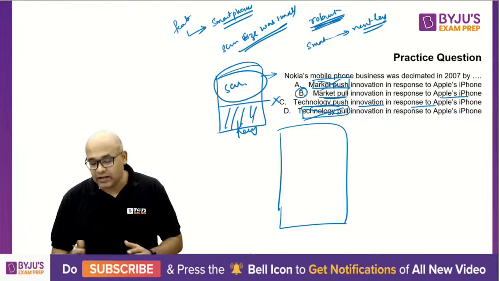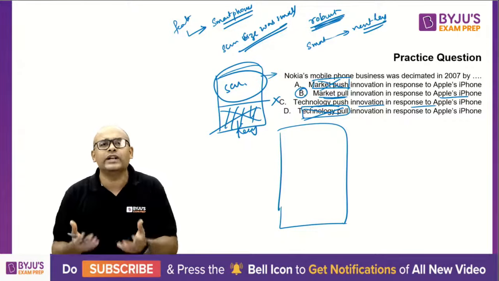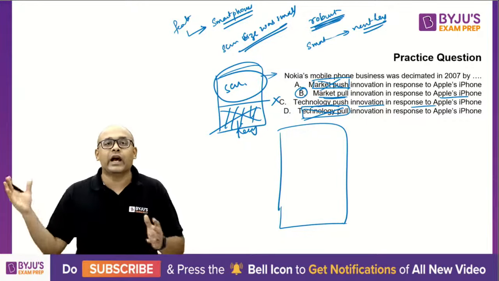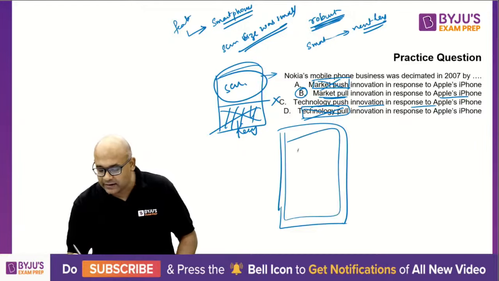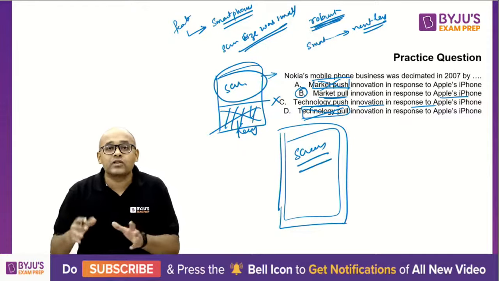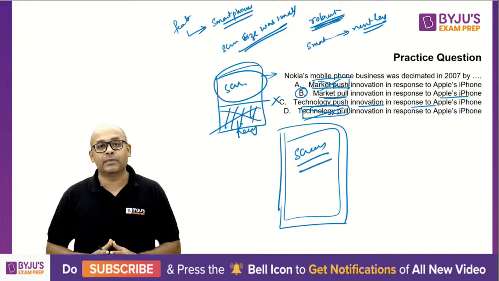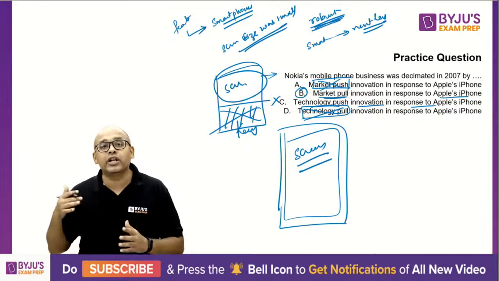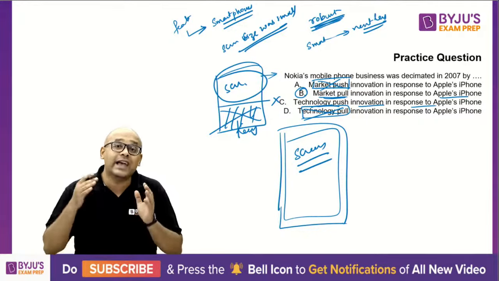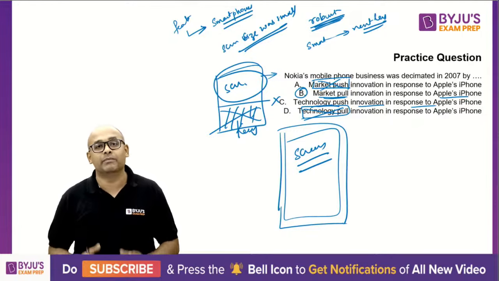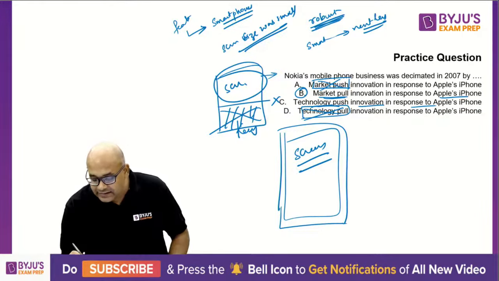Then Apple came and said, okay, let me just delete this entire thing. Who needs that? Why should I give that? Let me take it out and make this entire thing a screen, which was actually the need of the people. So it is not that I'm pushing in a new technology. The smart technology existed even before Apple came in. Please keep that in mind. Hence, the correct answer is option B.